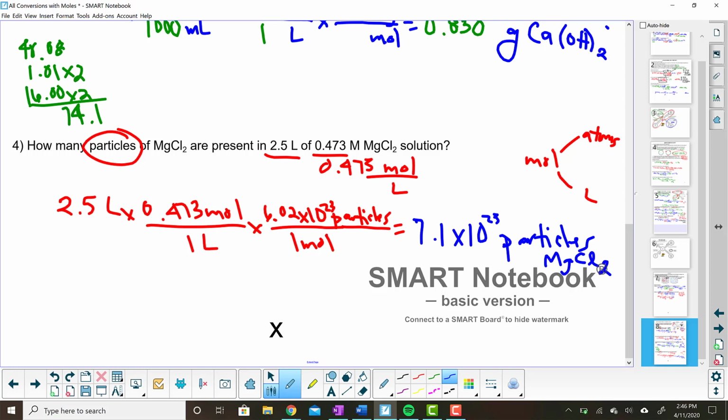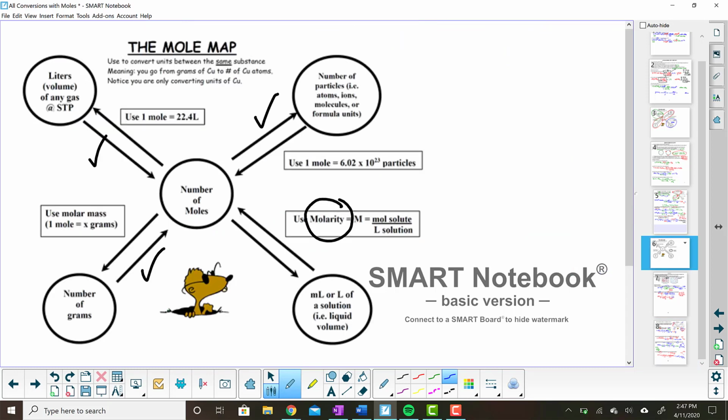I hope these conversions were fairly straightforward for you. If you want to go back through the video, rewatch any segments, I highly recommend it. But from this point, you now know how to do all of the conversions. If you're looking at that mole map, you can do every single one now. Right? We learned molarity today. So you should be good to go ahead and work through the worksheet on all mole conversions. And I'll see you next time. And we're going to start talking about stoichiometry.